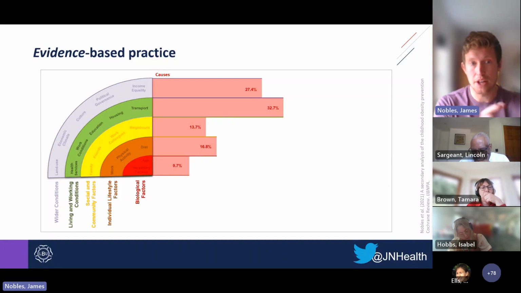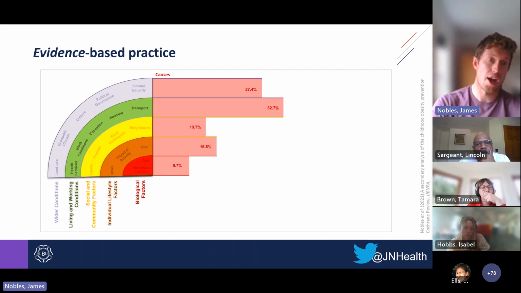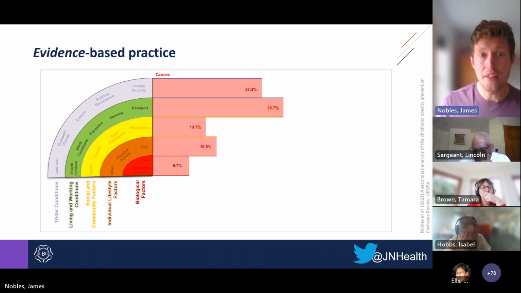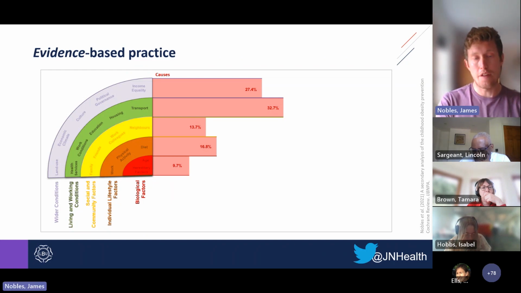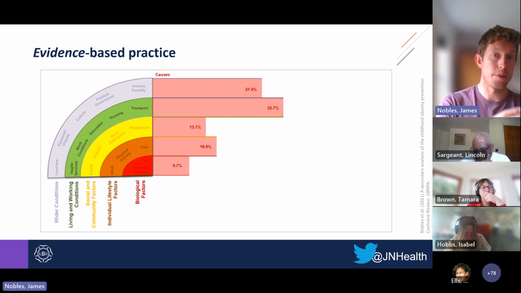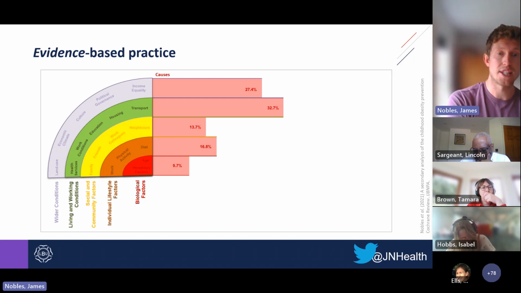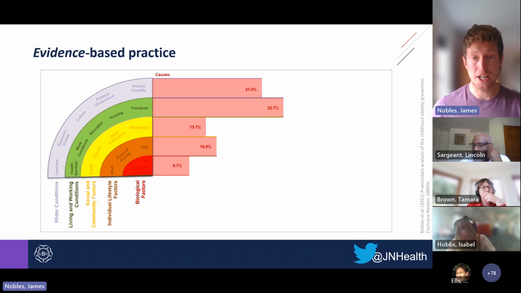Now, this is very crude, but it was quite useful in terms of demonstrating where we see a lot of those causes lying with regards to the wider determinants of health. And then what we did is we looked at the focus of those studies that were included in the Cochrane Review, and we looked at those through this lens. And what we found was actually really quite stark. We found that, sorry, just one second.